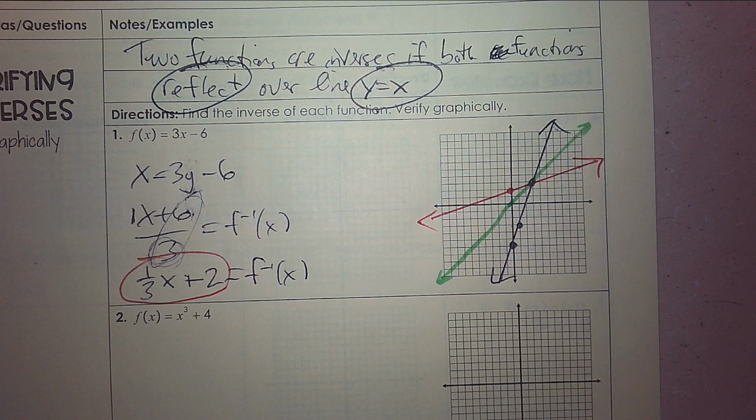What do you notice about the two lines if you fold it over the green line? If I took this and folded over the green line, what would happen to the red and the black? Do you see that they would go on top of each other? That is a reflection. So a function and its inverse reflects over which line? Y equals x. So if I fold over the green line, one would go on top of the other.